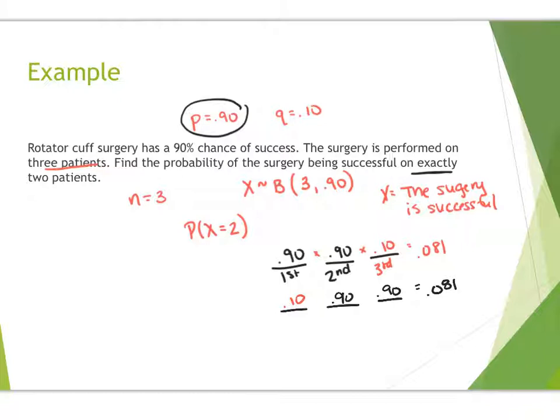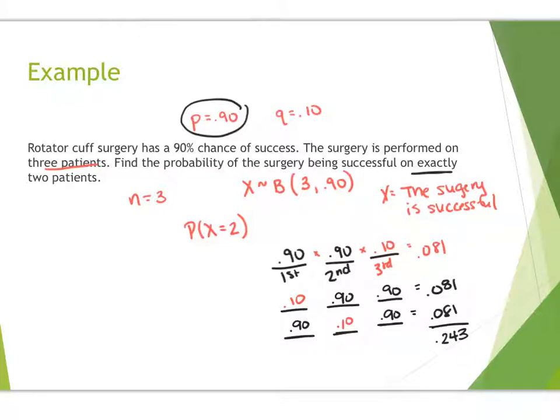Are these the only 2 ways to actually order these successes and failures? No. We can move the failure around again. And so this time we can let the second surgery be a failure. So we have 0.9 times 0.1 times 0.9, which again is 0.081. Are there any other ways to rearrange the successes and failures here? The answer there is no. So we can just add up all these probabilities now. When we add these up, we're going to get 0.243.